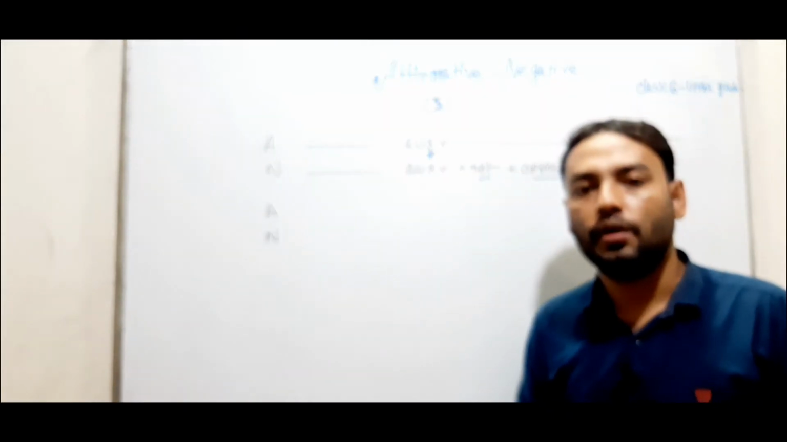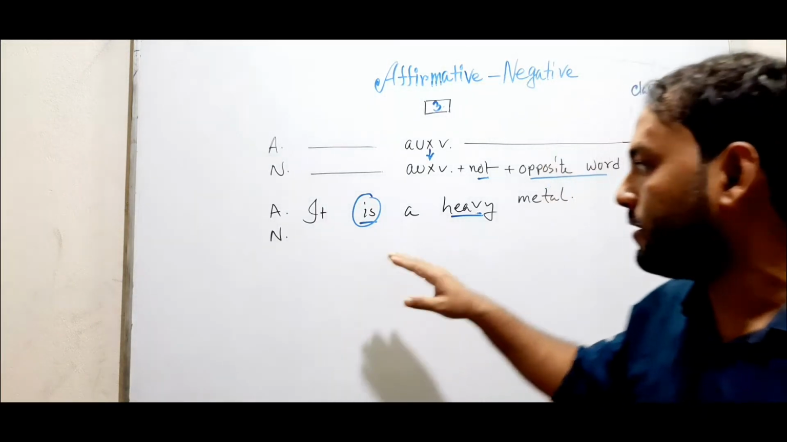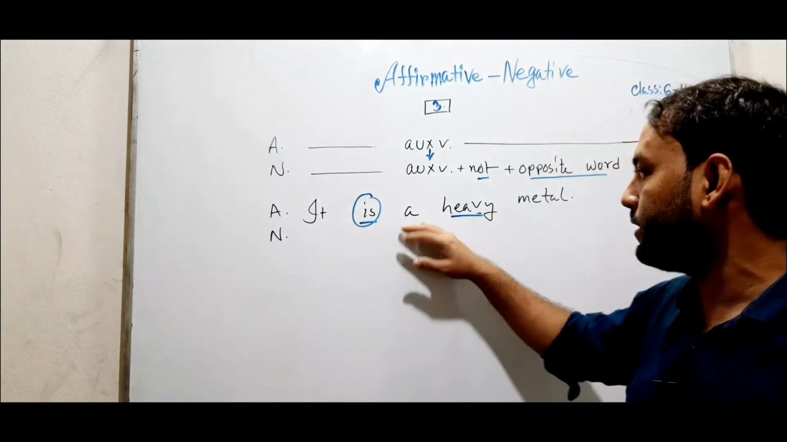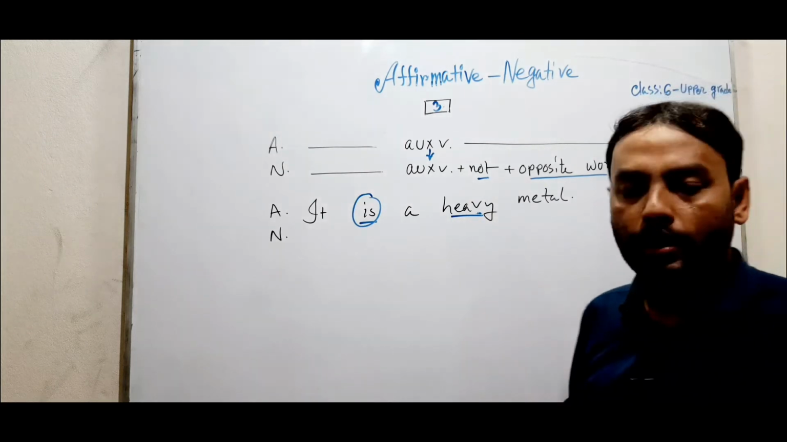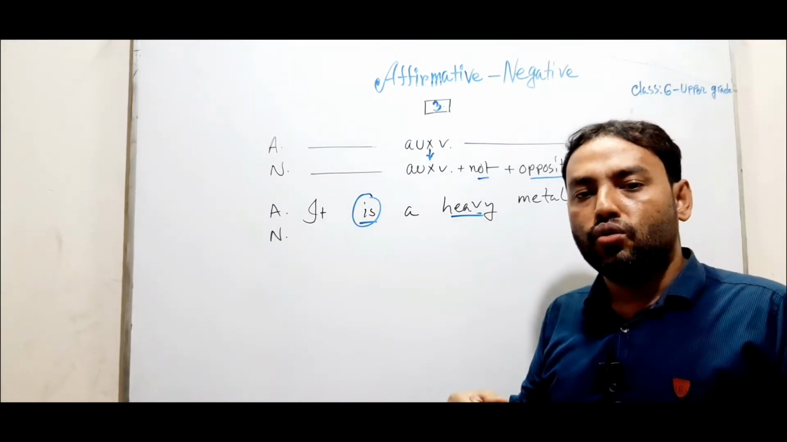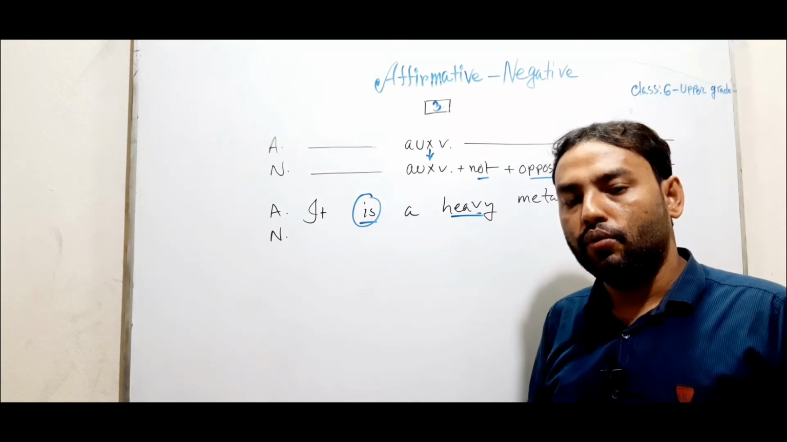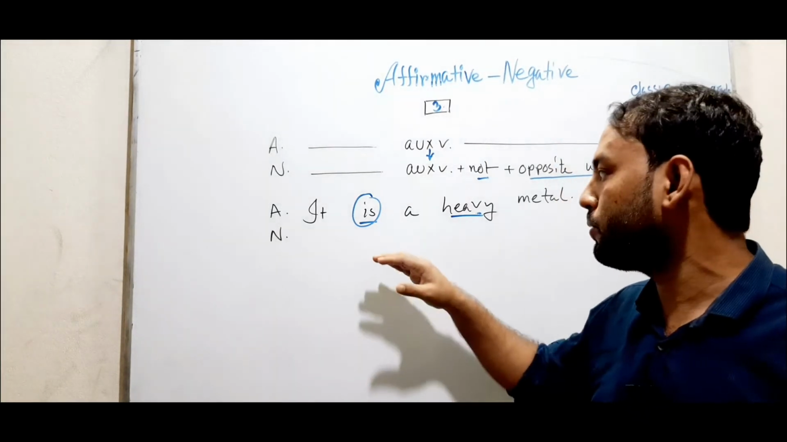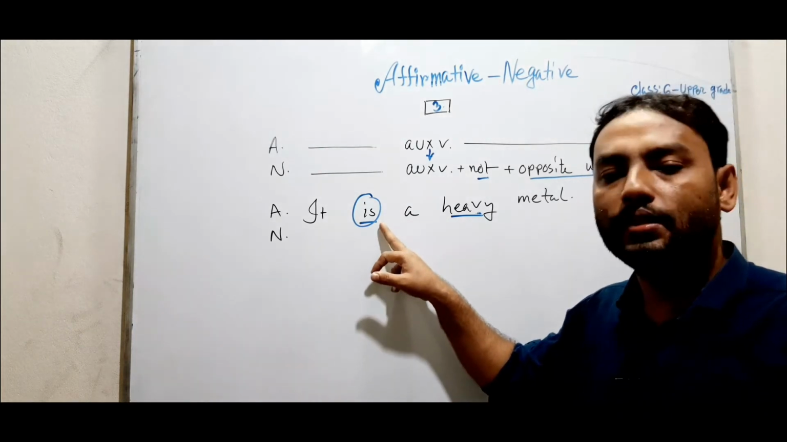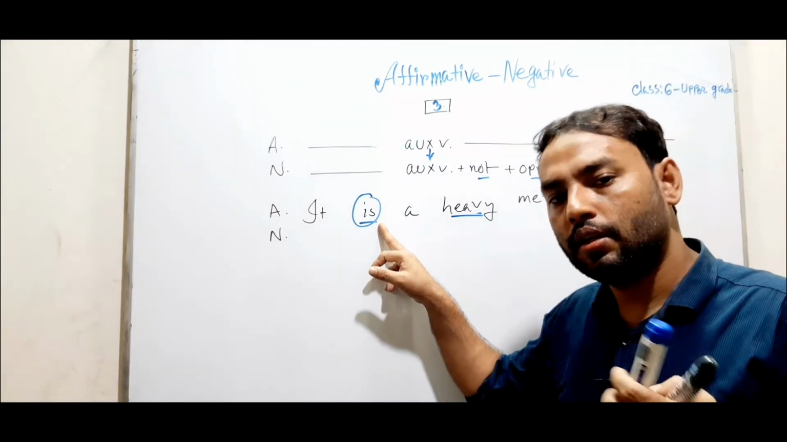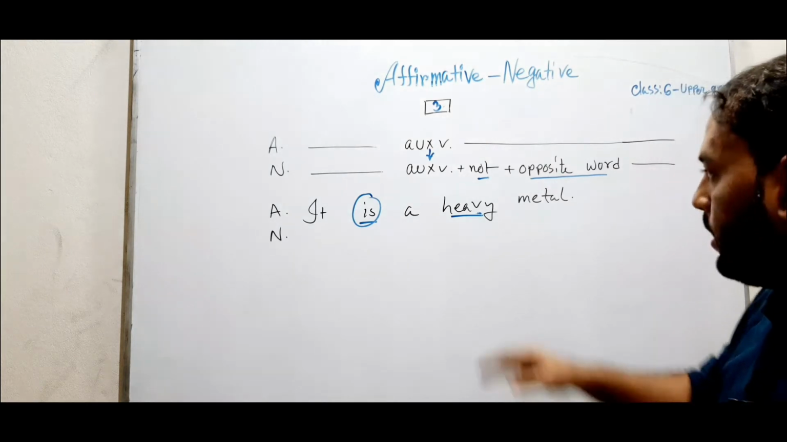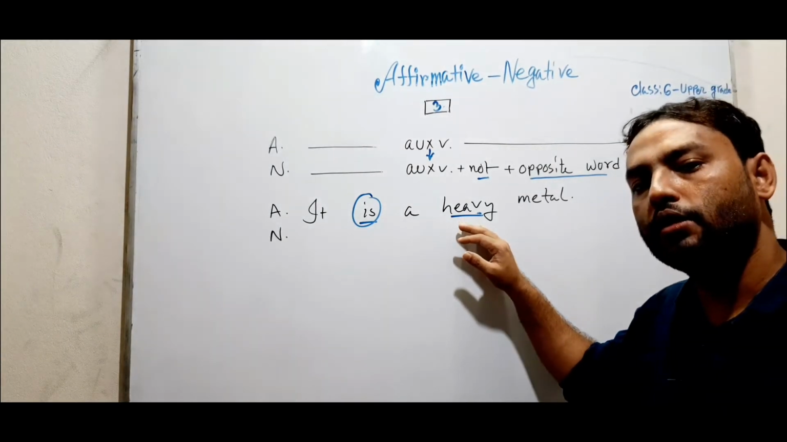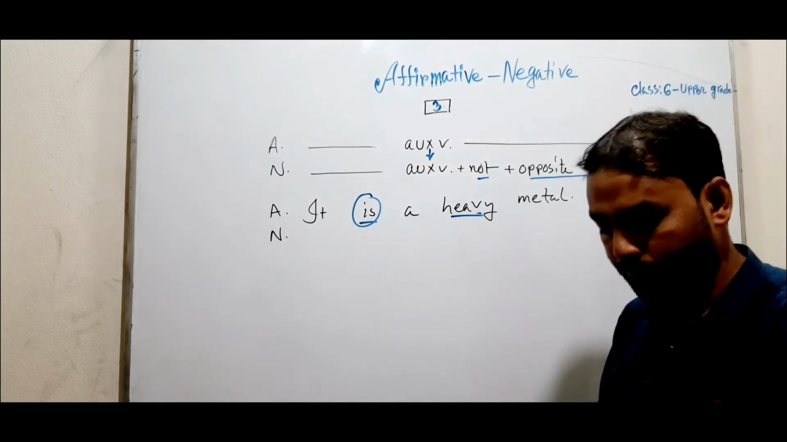For example, I am giving a sentence. My dear students, I have written a sentence. It is a heavy metal. To make it negative, we will have to observe and find out where the auxiliary verb is. Here is is the auxiliary verb, and this is the word. We will have to write the opposite of it.